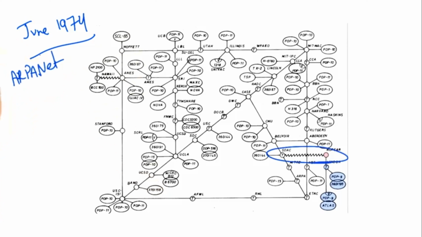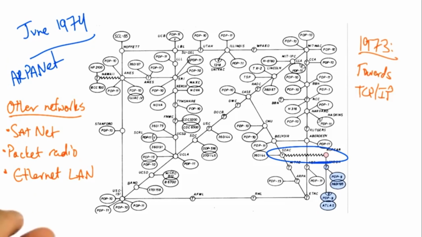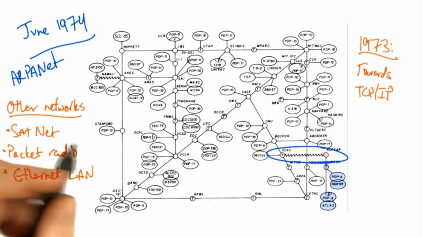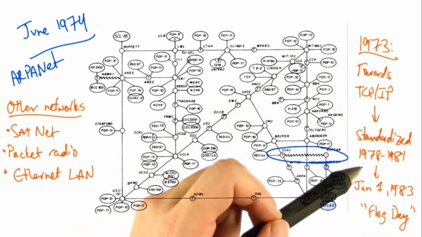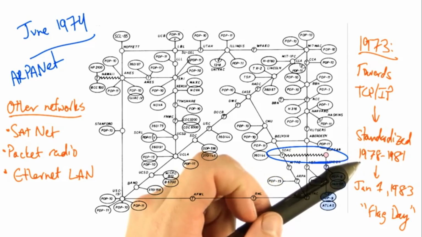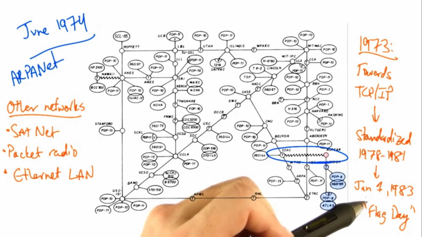Of course, the ARPANET wasn't the only network. There were other networks at the time. SatNet operated over satellite, there were packet radio networks, and there were also Ethernet local area networks. Work started in 1973 on replacing the original network control protocol with TCP/IP, where IP was the internetwork protocol and TCP was the transmission control protocol. TCP/IP was ultimately standardized from 1978 to 1981 and included in Berkeley Unix in 1981. And on January 1st, 1983, the Internet had one of its flag days, where the ARPANET transitioned to TCP/IP.